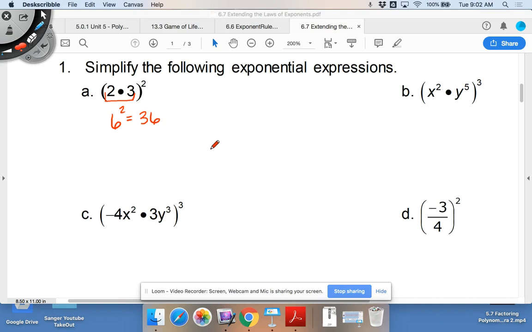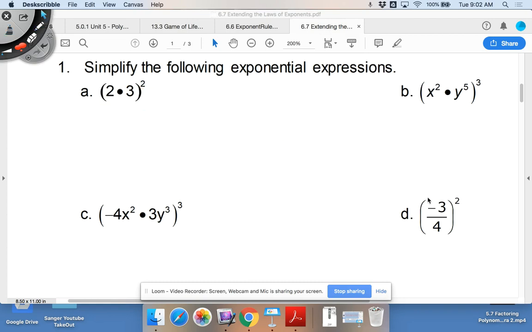Or we could distribute the squared through and make it 2 squared times 3 squared. 2 squared would be 4. 3 squared is 9. And so 4 times 9 is 36. So it doesn't matter in this specific scenario which order you go in. This one actually gets you there faster if you multiply first and then go from there.